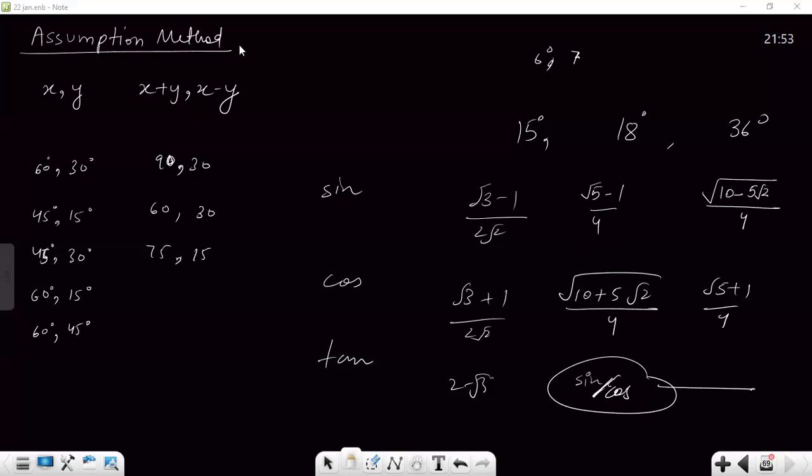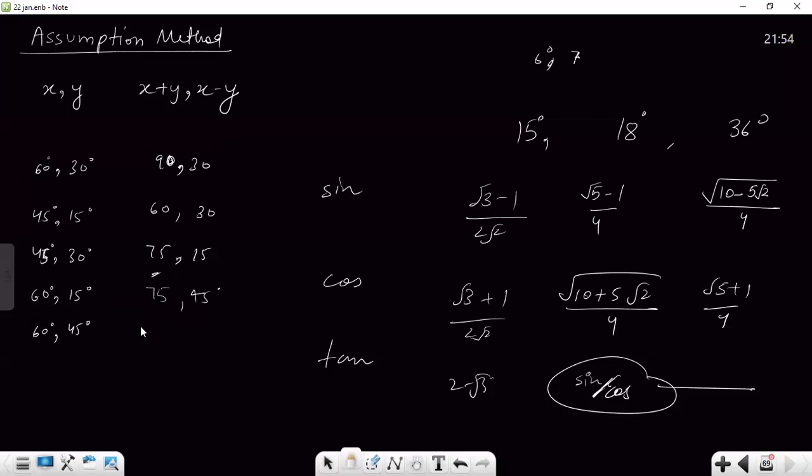Now the question will arise that we are only aware about 15 and 18 degrees. How about 75? Because 75 can be written as 90 minus 15, and here we are aware about 15 degrees. So we'll be able to find out the respective trigonometric ratio for 75 also. 60 plus 15, again 75. 60 minus 15, 45.